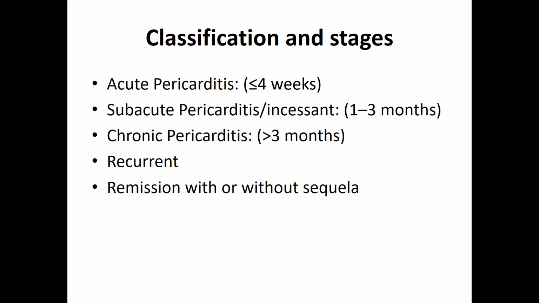The clinical stage and classification of pericarditis: it can be acute if it's 4 weeks or less. It can be subacute or incessant if the symptoms continue for 1 to 3 months. It can be chronic if it's more than 3 months. It can be recurrent. The patient can get remission, but remission can be with or without sequelae. So what are the sequelae? If you have, for example, myopericarditis, you can have scarring in the heart. So you can have complete remission, yet still have some scarring in the heart. This is remission with sequelae versus remission without sequelae. But generally speaking, the stages are acute, subacute, chronic, and recurrent.